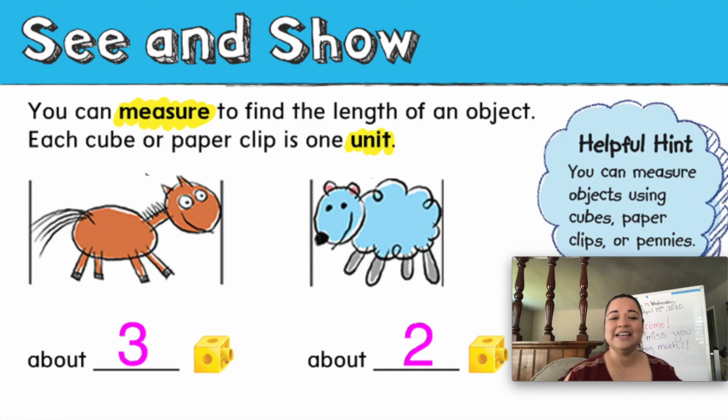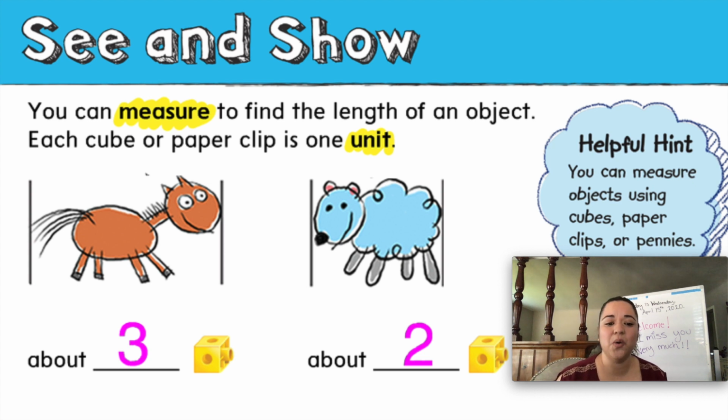All right. So like I mentioned earlier, in this lesson, we're learning that you can measure to find the length of an object. Each cube or paper clip is 1 unit. So if you look at the picture of the horse and the picture of the sheep, they measured those 2 objects. And let's look at the helpful hint before we go on. It says you can measure objects using cubes, paper clips, or pennies, or beans, or Legos, any other non-standard unit.